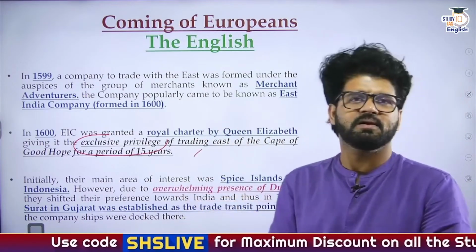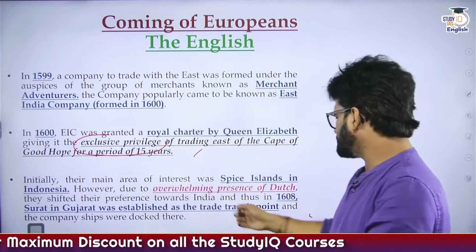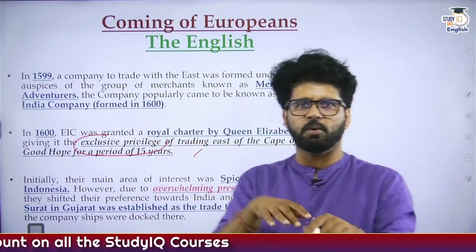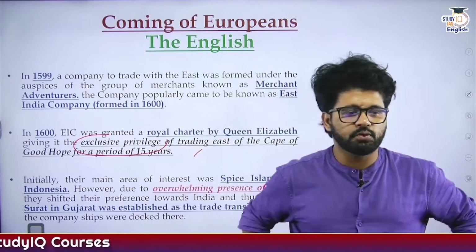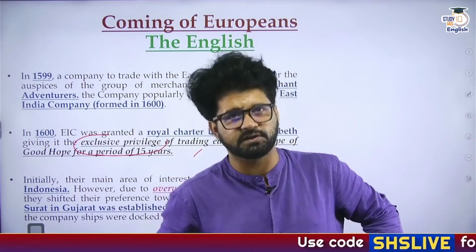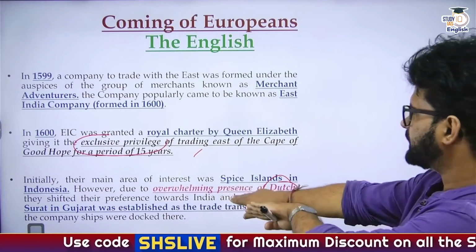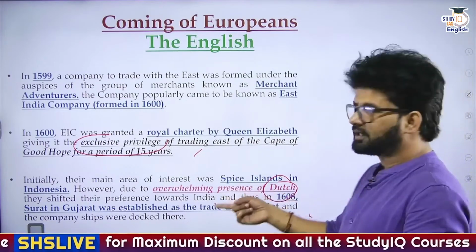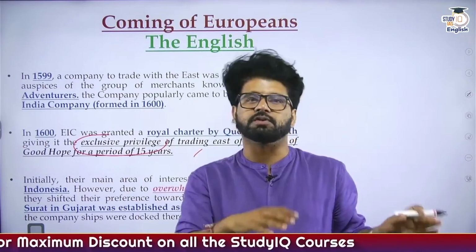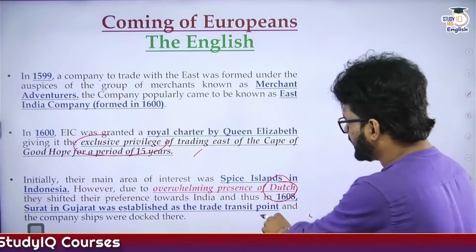But again, just like the Dutch, their interest was in Indonesia, but because the Dutch were already there, it's all about who is going first. Sometimes you get the benefit if you start a venture first. Because of this overwhelming presence of the Dutch, they shifted their preference towards India, and the Dutch did the exact opposite. They were like, dude, let's focus on Indonesia. And thus in 1608, Surat in Gujarat was established as a trade transit point.